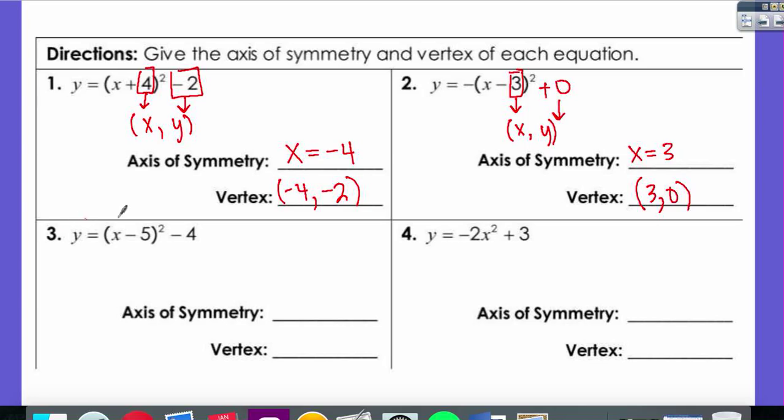Number 3, I'm actually going to let you try on your own. So I'm going to let you keep that one on your own.